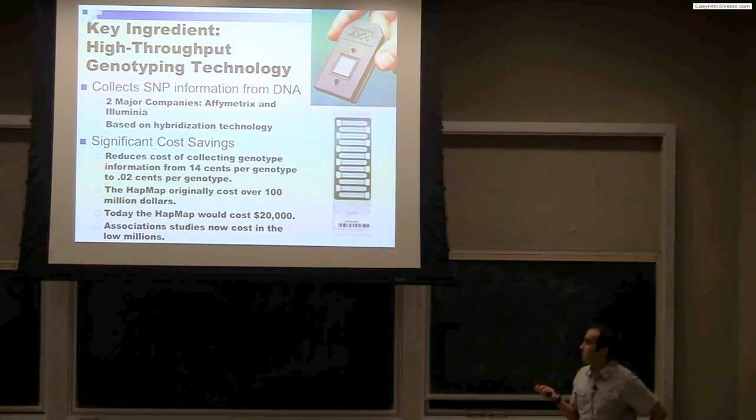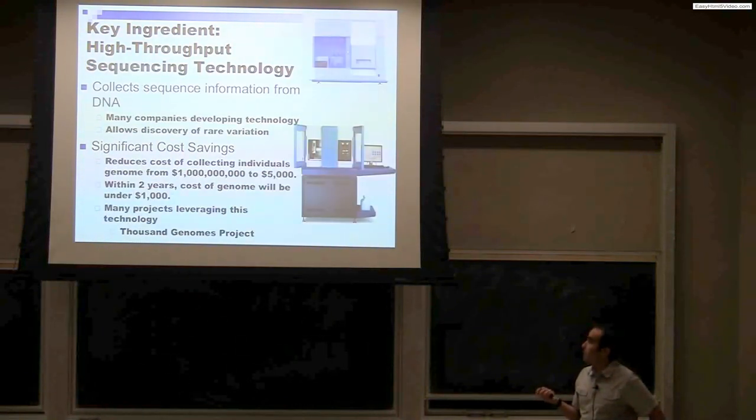And so the HapMap originally cost like $100 million, and now it costs like $20,000 or even less. And so association studies now cost in the low millions. So that's another key ingredient. Once that was available, people were able to do these studies.